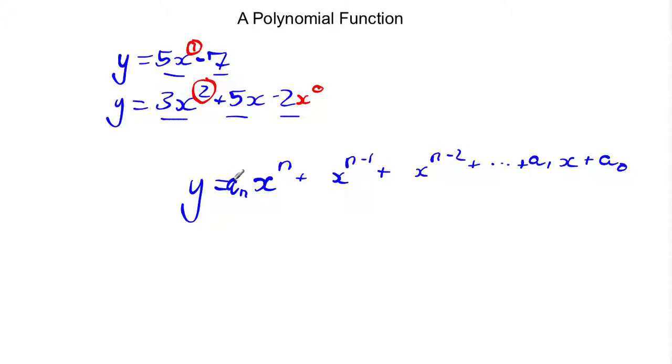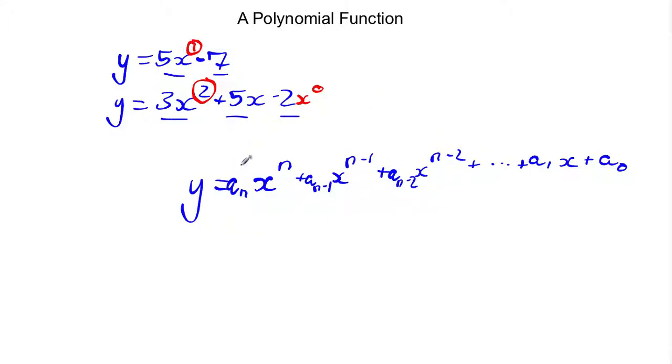This a represents a coefficient, or in this case for a sub 0, a constant. This a sub n is just the coefficient for the variable x, and the subscript shows us which exponent it goes with. So this a sub n is the coefficient for x to the n. The next coefficient is a sub n minus 1, which is the coefficient for x to the n minus 1. And then we have a sub n minus 2, which is the coefficient for x to the n minus 2. And that's the general form of a polynomial function.